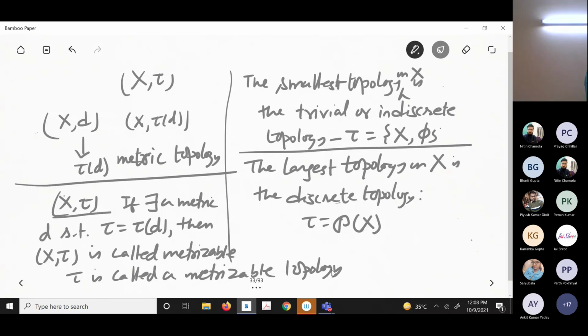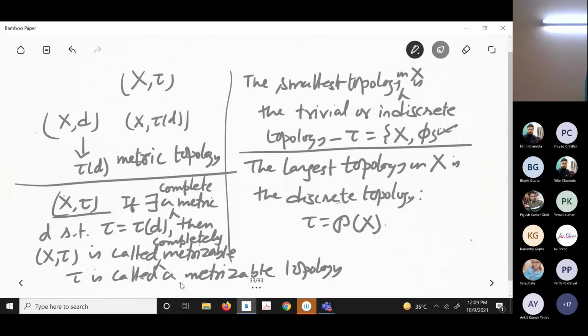If X has more than one point, then the indiscrete topology is not metrizable, whereas the discrete topology is always metrizable because it comes from a discrete metric. And if it comes from a complete metric space, suppose there exists a complete metric, then it's called completely metrizable, and this is called a completely metrizable topology.